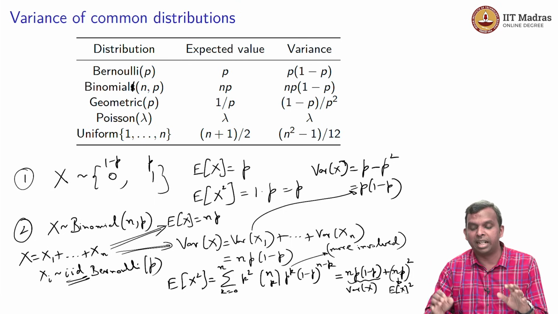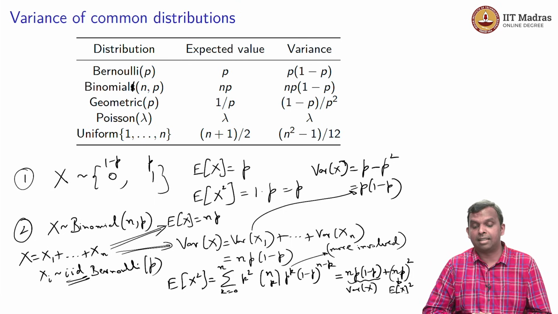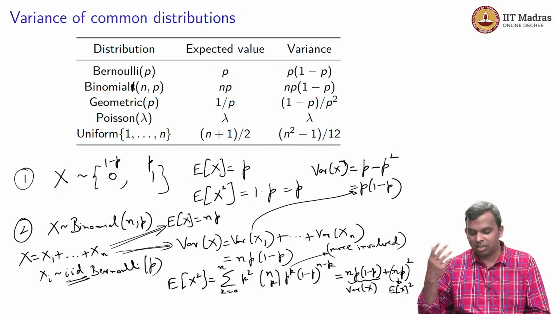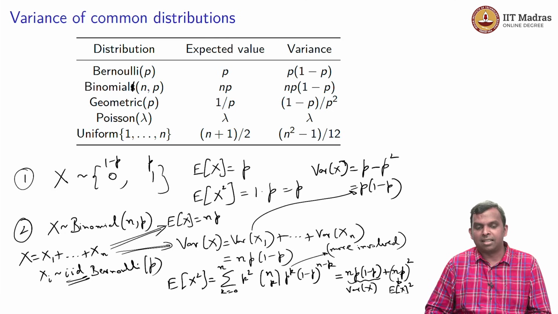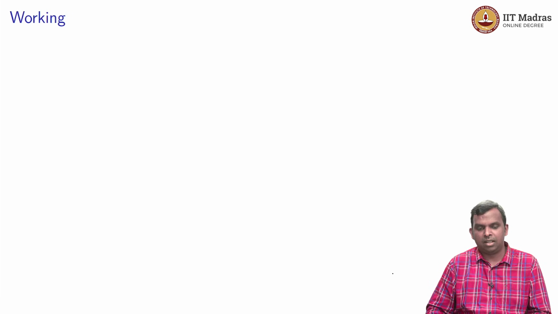I'm not going to go into detail of the other calculations. I'll leave it as an exercise for geometric, Poisson and uniform. You can do those summations with the few methods that I gave you for finding the summation. You can do the variance of common distributions in this fashion. Okay, so I have some working here.